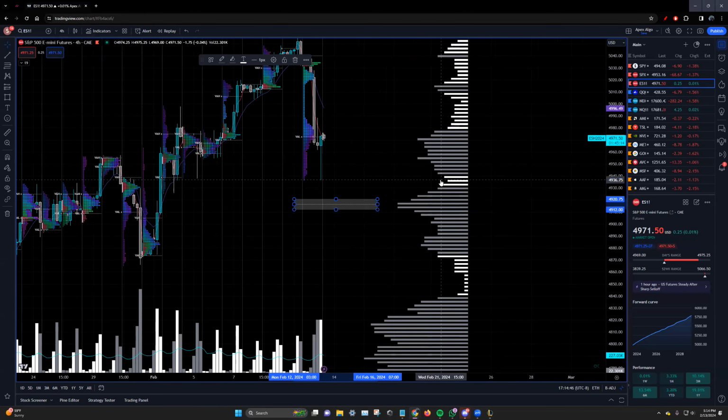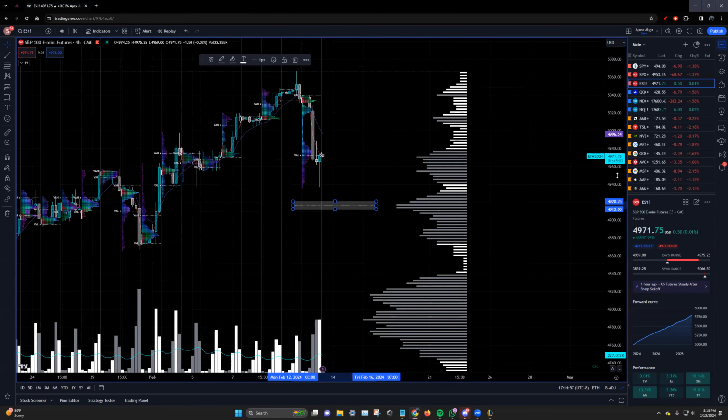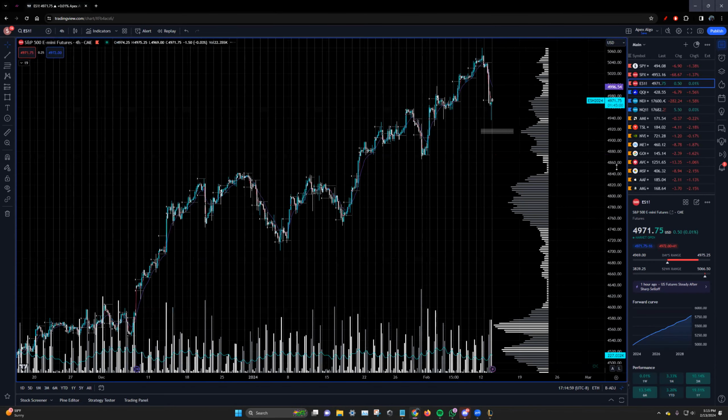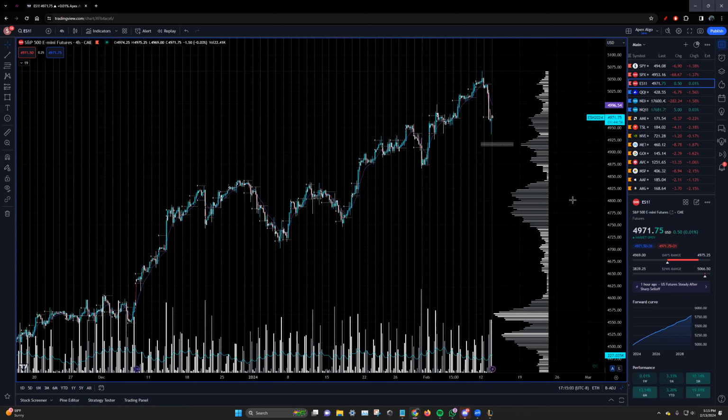High volume node, low volume node. Look at where we bounced, look at where we rejected. It's very clear when you're looking at these things what happened. POC? No, I don't use POC, I don't have it on mine. POC is the highest point of volume, so it would probably be this area right here, 45, 65.